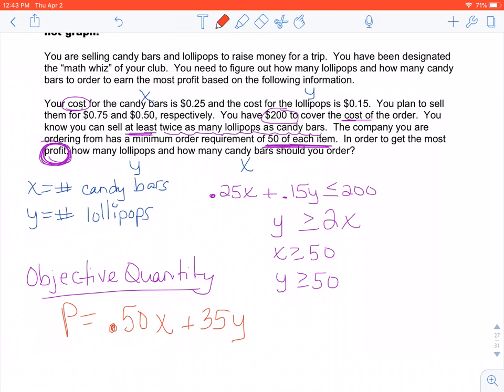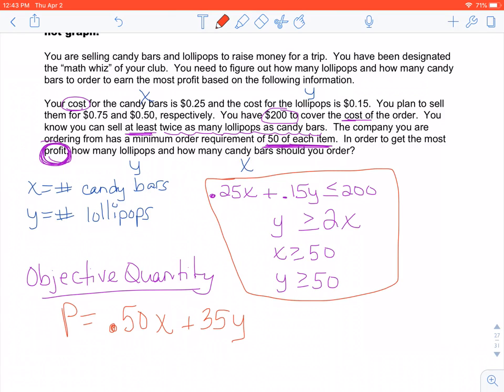So we have our constraints. These constraints are known as a system of inequalities. We have the objective quantity, which we would use to figure out how we can earn the most amount of money. So if we were actually to solve this, we would first graph it. After we graph it, we would look for where the lines connect. Where the lines connect are called our vertices. Those vertices we would then use in the objective quantity to determine which set of vertices gives us the most amount of money.